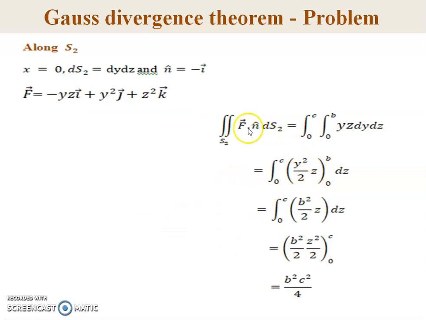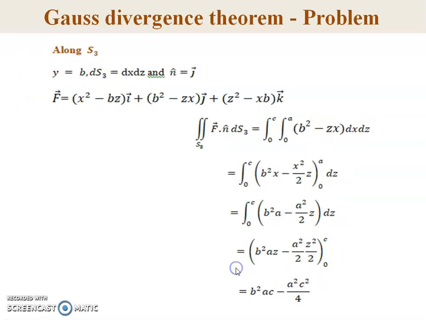Right, now integrate this with respect to y: y square by 2, apply the limit, becomes b square by 2. Then integrate with respect to z: z square by 2, applying the limit, b square c square by 4. Okay, similarly S3, this time y equal to b, ds3 equal to dx dz, n cap equal to j. Put y equal to b in the equation, it becomes like this.